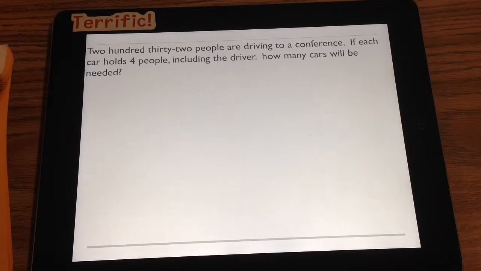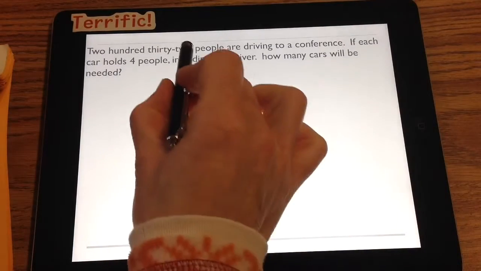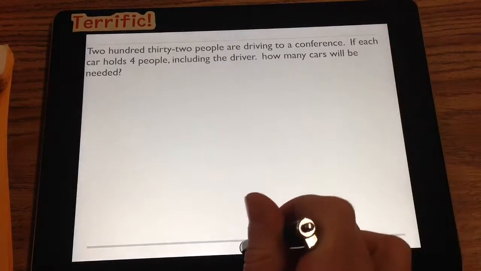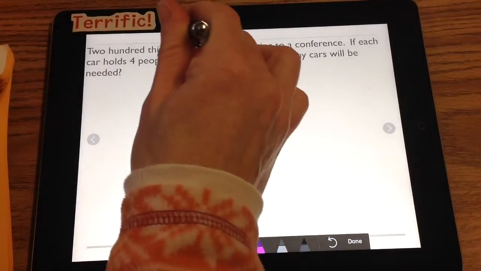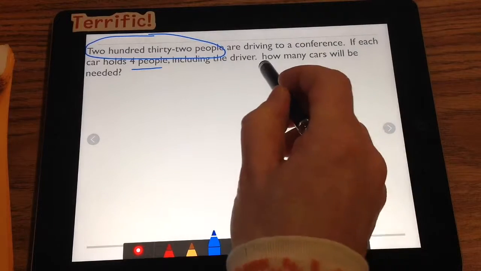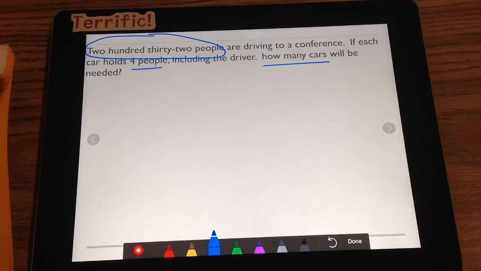232 people are driving to a conference. So is that my total? Yep. If each car holds 4 people, including the driver, how many cars will be needed? So we have a total. And we have how many are in each car. So we have our group size. We're looking for number of groups because it wants to know how many cars. Go ahead and see if you can figure that one out. We'll do it in class.